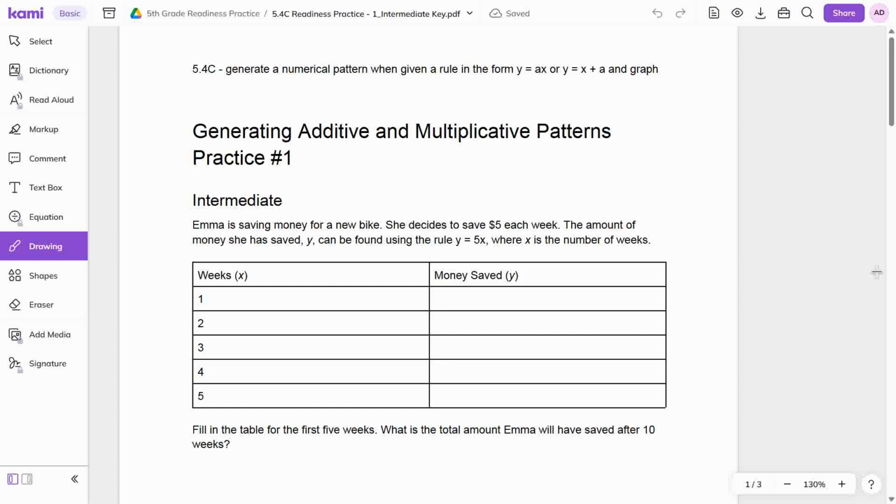Today we are looking at the fifth grade concept of generating additive and multiplicative patterns. This is 5.4c, Readiness Practice, the intermediate version.